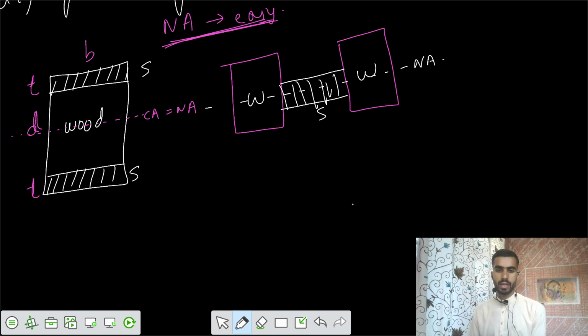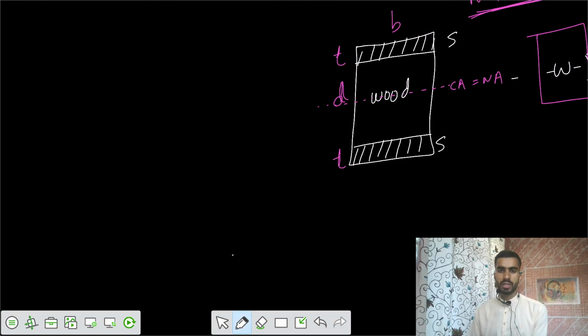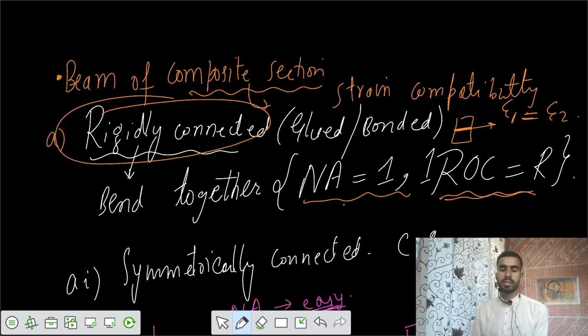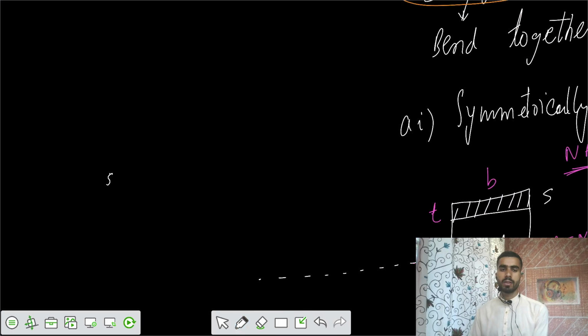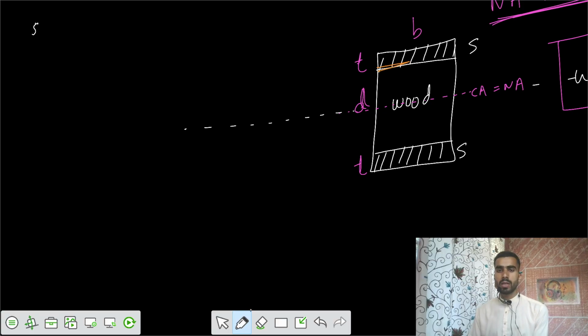Now, if you ask what the strain variation is, we know that if the section is composite and rigidly connected, that means you have only one neutral axis, or only one radius of curvature. If the bond is rigidly connected, you only have one neutral axis, that is this one.